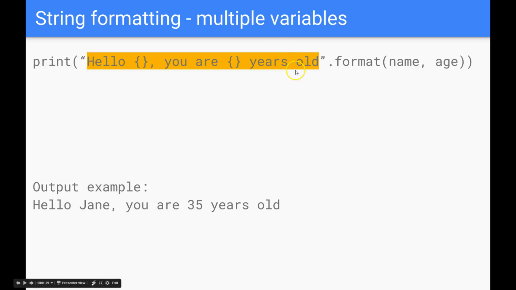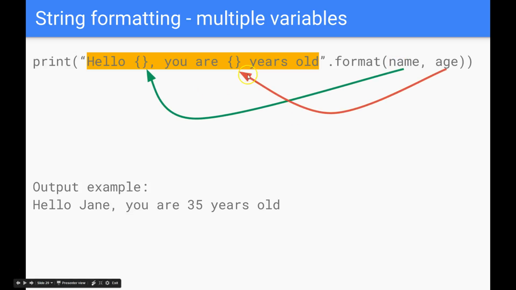This is another example, this time with two sets of curly brackets and two variables in the format function here. So again, we've got our print function, we've got a string inside of it, dot format, and then the variables in the same order that we want them to appear in place of these curly brackets.